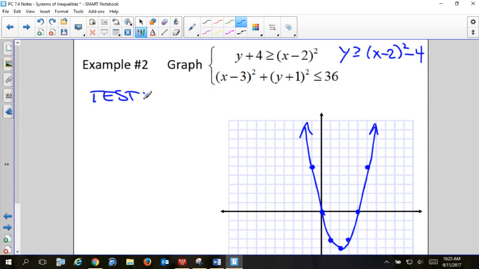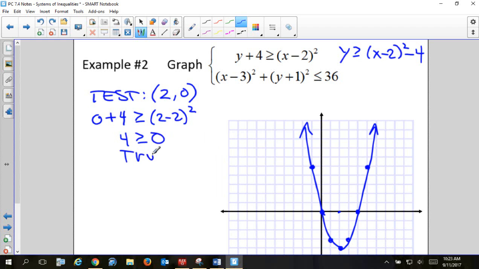Yeah. I'll just plug in 2, 0. I'll plug in that one right there. But you really can plug in any point you want. I'm just giving you tips of what I would plug in. So I'll have 0 plus 4 greater than or equal to 2 minus 2 squared. So I'll have 4 greater than or equal to 0. Ooh, that's true. So I will shade inside of the parabola. I'm not going to make it dark just yet.